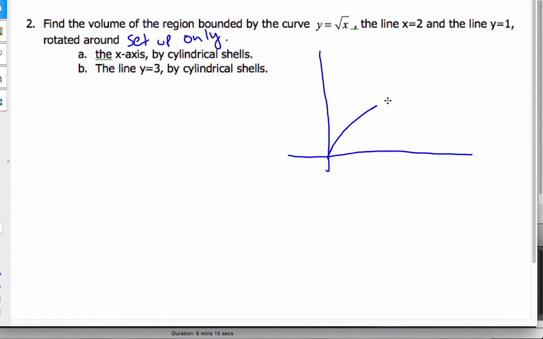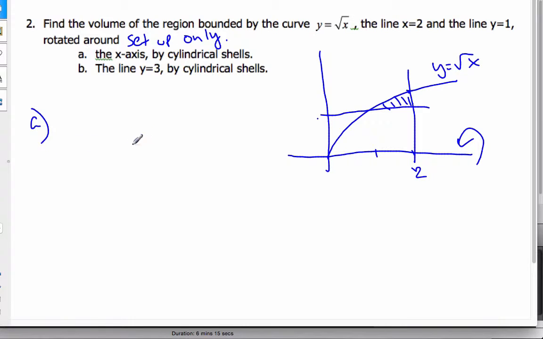And so here is y equals root x, and x equal to 2 here, and y equal to 1, and the line y equal to 1 is going to be here. So I want to take this little tiny region here and rotate it about the x-axis. I'm going to rotate it here by cylindrical shells.